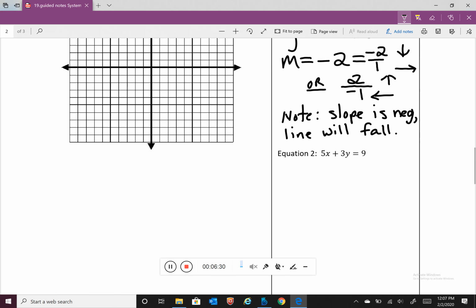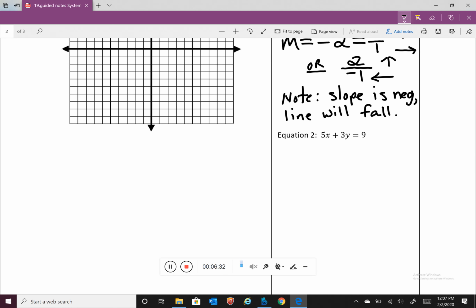Looking at our next equation, we have 5x plus 3y equals 9. Now we need to get y alone, but the first thing we need to do is remove 5x from the left side by, again, inverse operation. Since it is positive, we will subtract. So now we have 3y is equal to -5x plus 9.